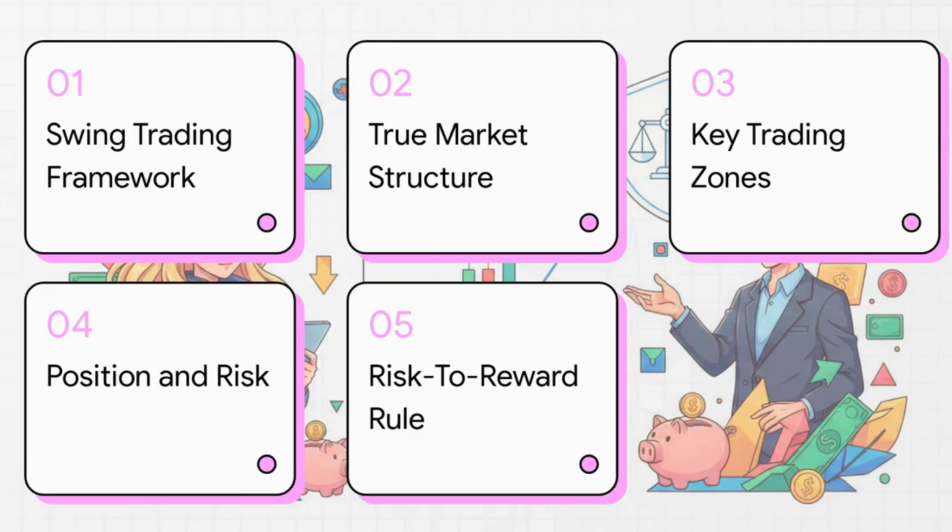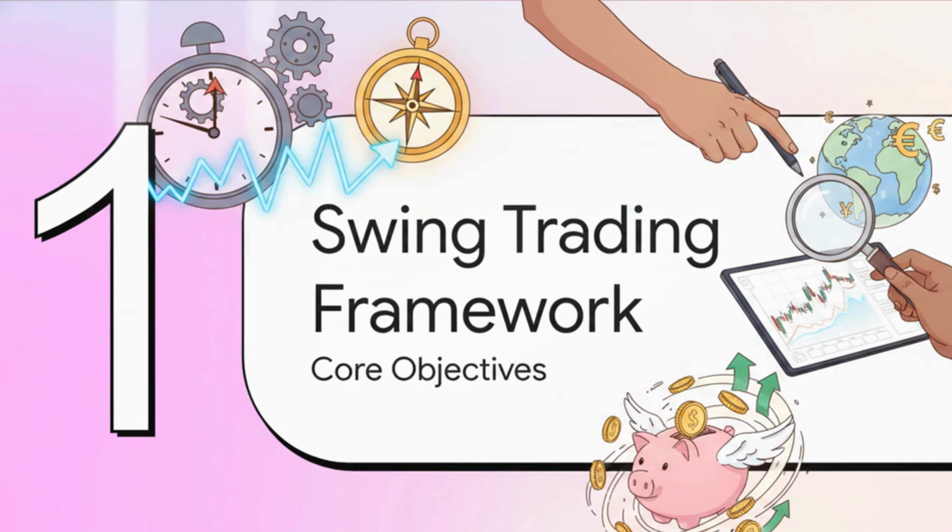All right, let's just quickly run through the agenda. We're hitting the swing trading framework, decoding true market structure, identifying key trading zones, calculating position and risk, and finally, the risk-to-reward rule. Starting off with Section 1, the swing trading framework.